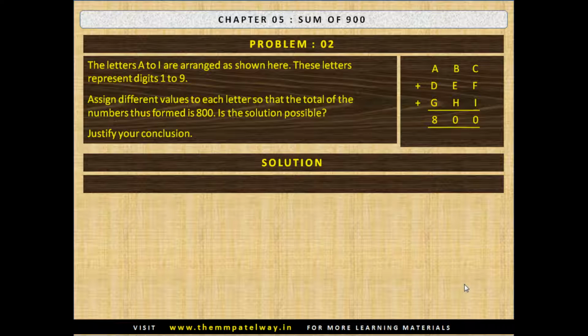The answer is, the total of 800 cannot be obtained. For the logic, you should see conceptual part.